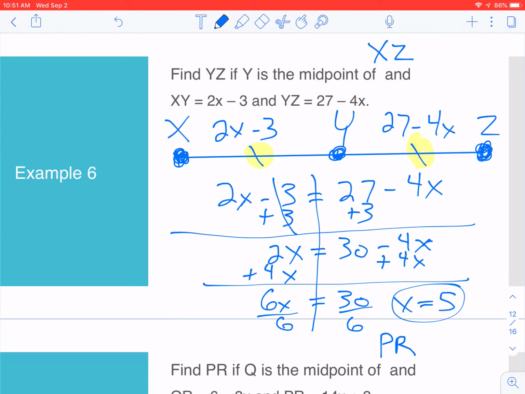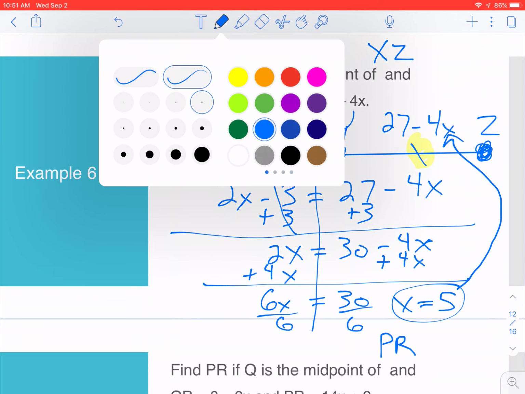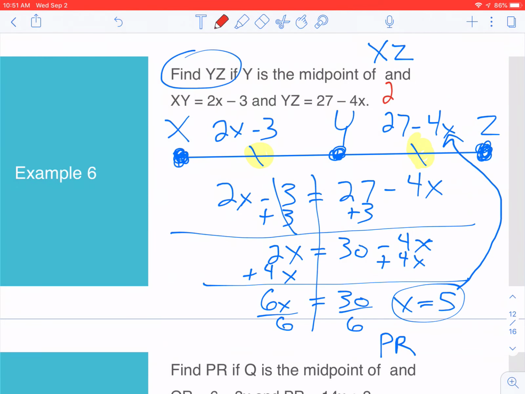Does it say up here to find x? It says to find YZ. So I take this x, I plug it in here. I'm going to change color. 27 minus 4 times 5 is the same thing as 27 minus 20, which equals 7. So my final answer would be 7.